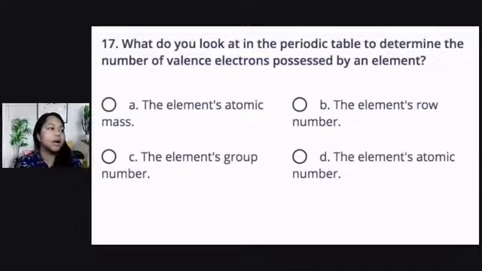element? And the correct choice that we have here, ayan, sabi ni Facebook user, C, copy-copy na lang to. Okay, the correct choice here is letter C. Tama ang pagkopya ni sir, no? Or ni ma'am. Okay, so tama. It's the element's group number. Okay, so if you are looking for the element's valence electrons, you should be looking at its group number. So letter C po ang ating hinahanap.